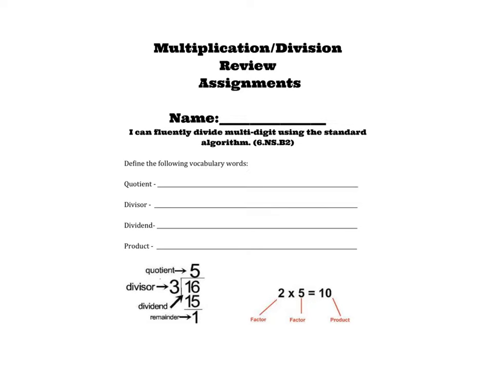This is a video for anyone that needs a little extra help with multiplying and dividing, especially doing division of multi-digit numbers. First things first, on your packet you should have labeled each of the terms, math words: quotient, divisor, dividend, and product. So check to see that you have the right words written for each math term.